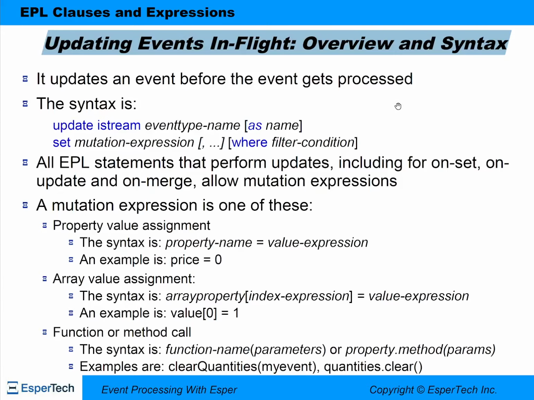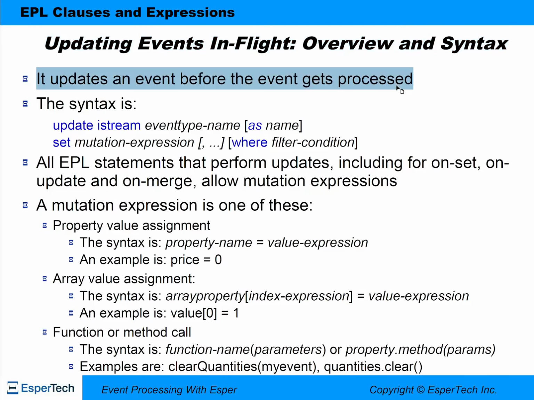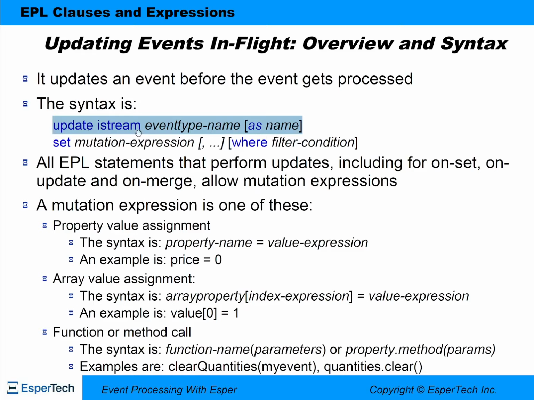The next 2 slides discuss updating events in flight. Updating events in flight updates an event before the event gets processed. The syntax is the update istream keywords, then the event type name, then, optionally, the as keyword and a name, then the set keyword, then a list of mutation expressions, then, optionally, the where keyword and a filter condition expression.